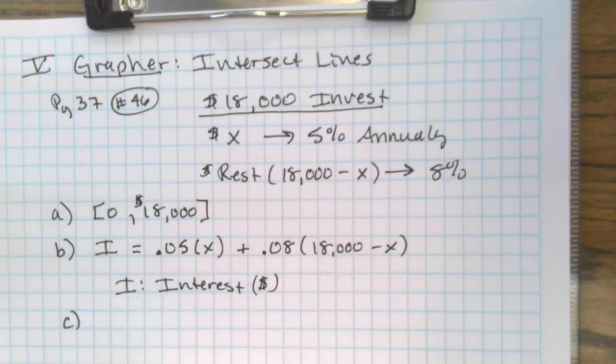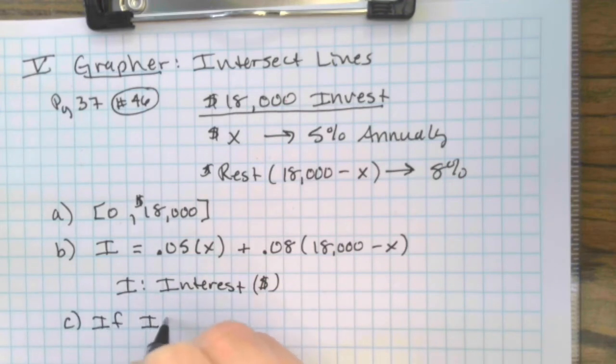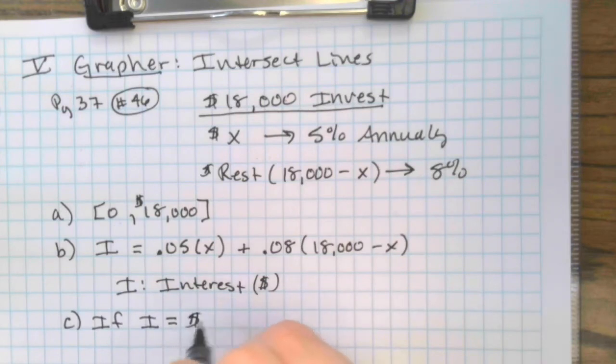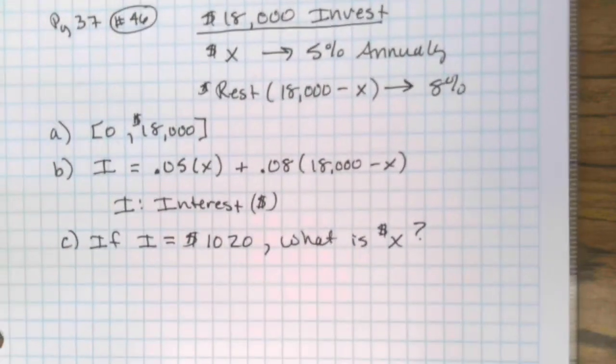Okay, C. Graph and trace to estimate how much Mary Ellen invested at 5% if she earned 1,020 in total interest at the end of the first year. So if her interest is 1,020, what is X? How much did she invest at X dollars?